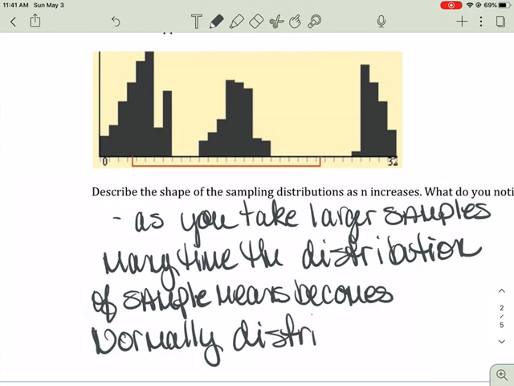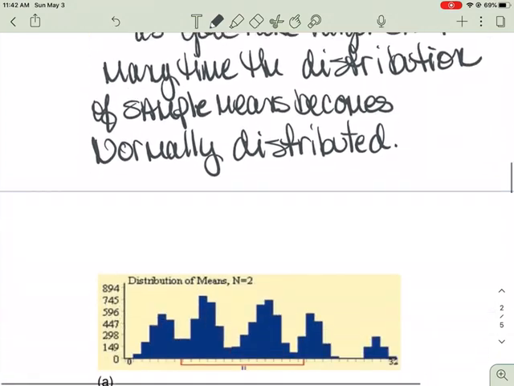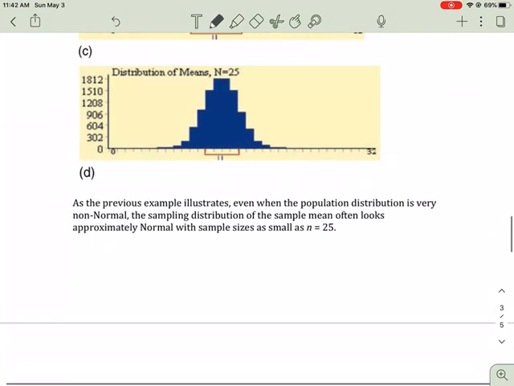So we say normally distributed. Okay, so that's really, really important. In fact, when a population distribution is very non-normal, the sampling distribution of the sample means... So in other words, we took a sample, we found the mean. We took another sample, we found the mean. We took another sample, found the mean, and we did this 10,000 and thousands of times, and we graphed them on the graph, that it looks approximately normal with a sample size even as small as 25.